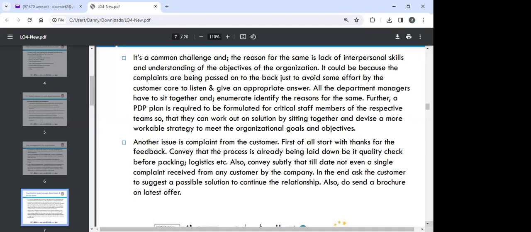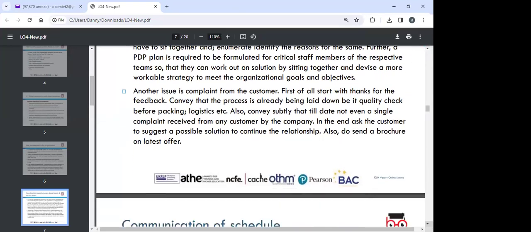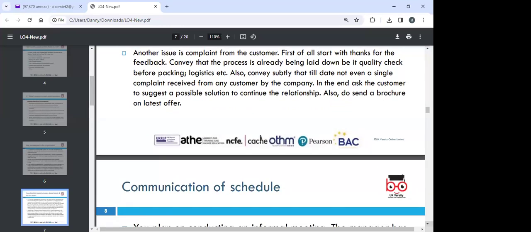Another issue is a complaint from the customer. First of all, start with thanks for the feedback. Convey that the process is already being laid down, be it quality check before packing, logistics, etc. Also, convey subtly that to date not even a single complaint has been received from any customer by the company. In the end, ask the customer to suggest a possible solution to continue the relationship.